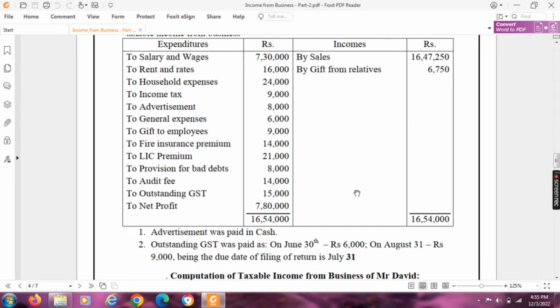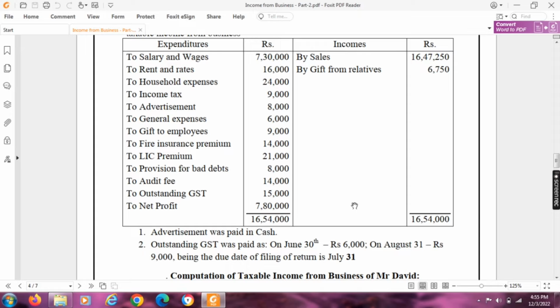I showed you this as a note: advertisement was paid in cash with 8,000 only. If it exceeds 10,000, 100% is disallowed under section 40A(3). So the first point we covered. Next, outstanding GST was paid on June 30th, 6,000.